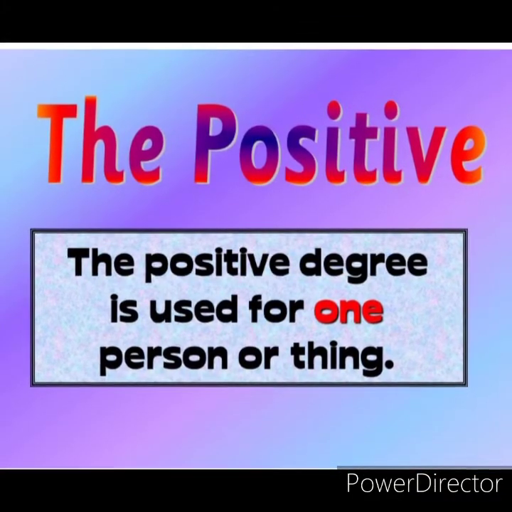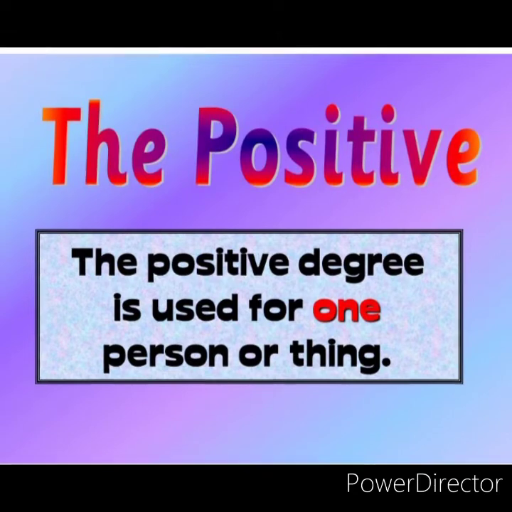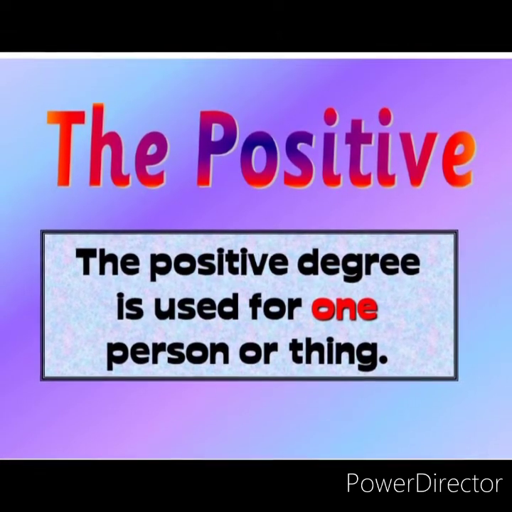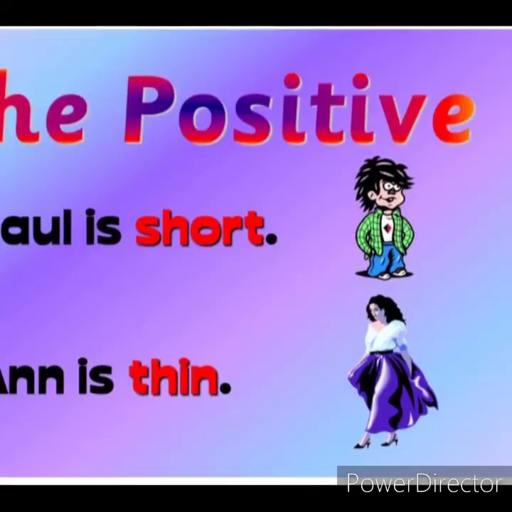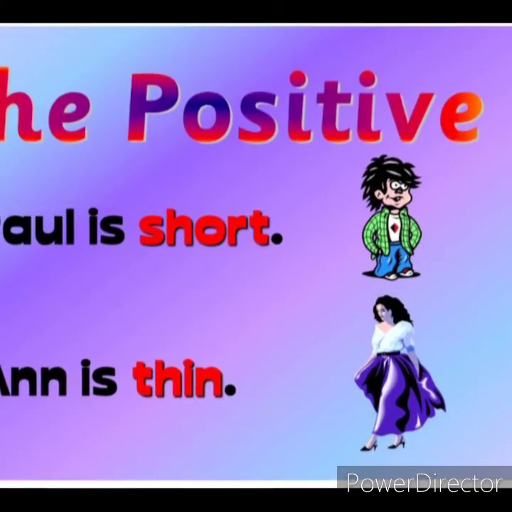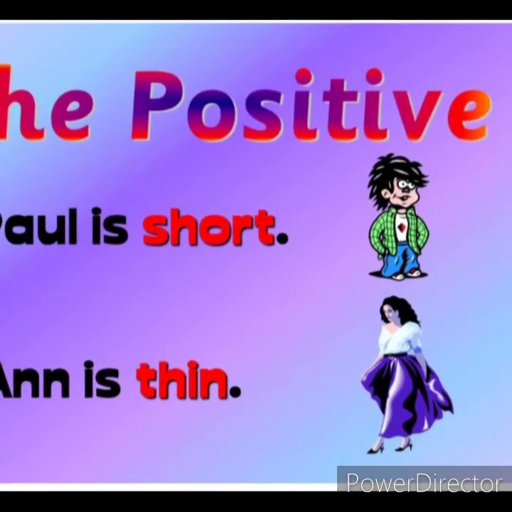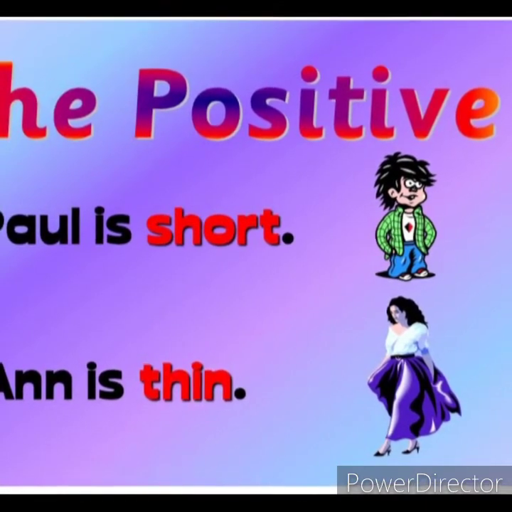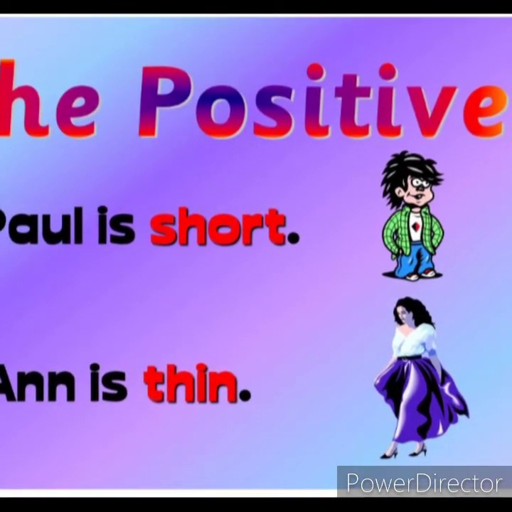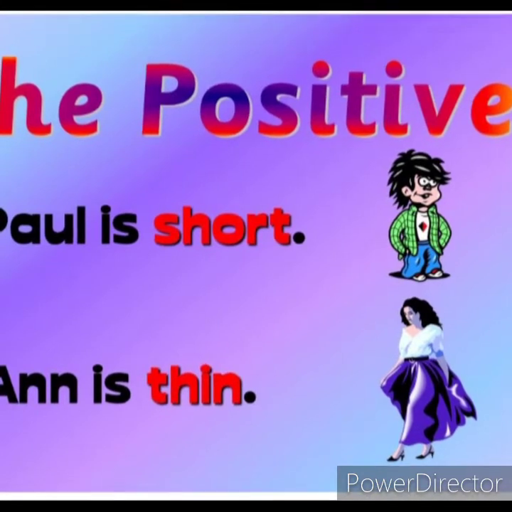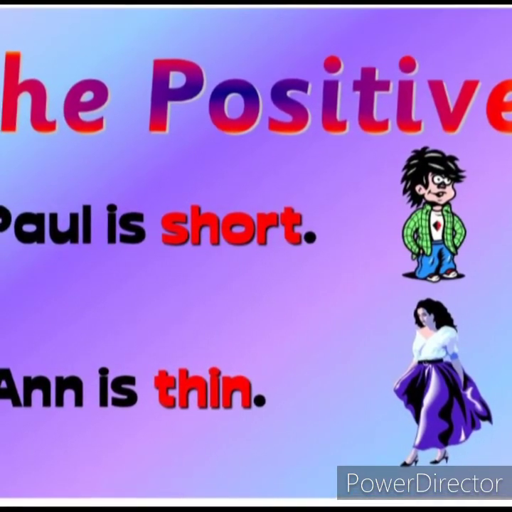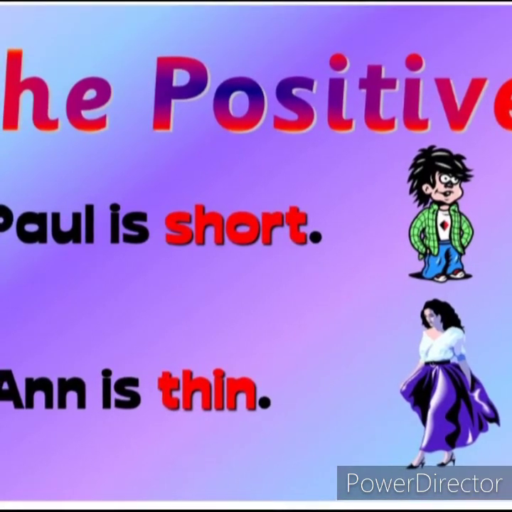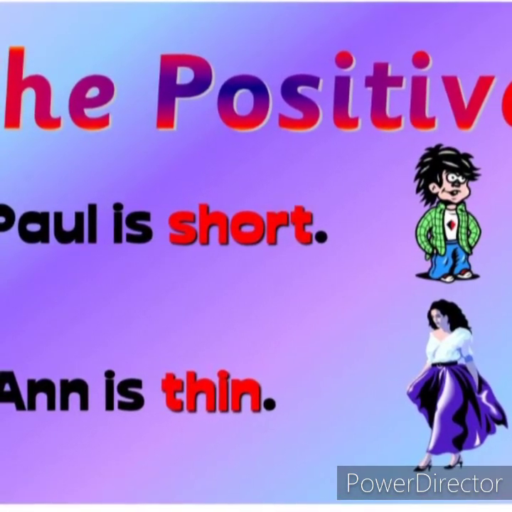The positive degree is used for one person or one thing. Example: Paul is short, Anne is thin. Here we are talking about one person. First one is Paul and the second one is Anne. So it is a positive degree.